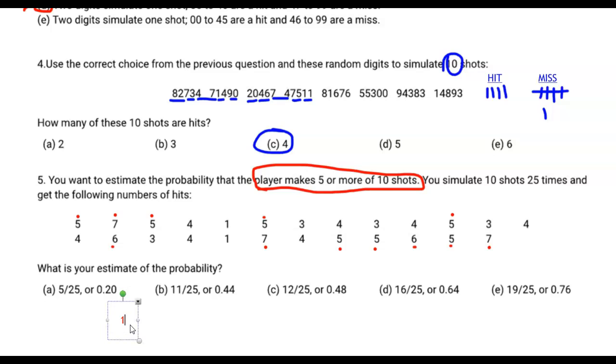So that means we've got 12 times in which the player makes 5 or more of 10 shots, divided by the total number of simulations. That's 25. So 12 over 25 is going to be our correct probability of the player making 5 or more of 10 shots. 12 out of 25 looks to me like it's choice C. So I'm going to circle that right now. Why didn't I choose any of these other ones? Come on, kid. 12 out of 25.